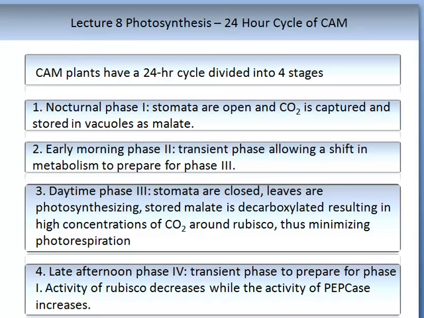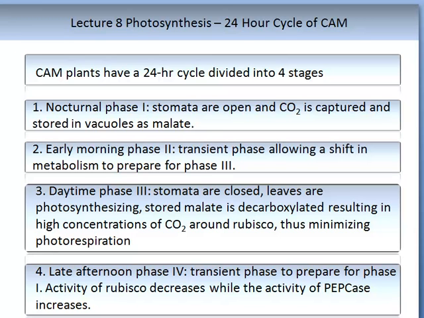CAM plants have a 24-hour cycle, and this is divided into 4 stages. Stage 1 is the nocturnal phase. Stomata are open and CO2 is captured and stored in the vacuoles as malate. Stage 2, early morning. Transient phase, allowing a shift in the metabolism to prepare for phase 3.